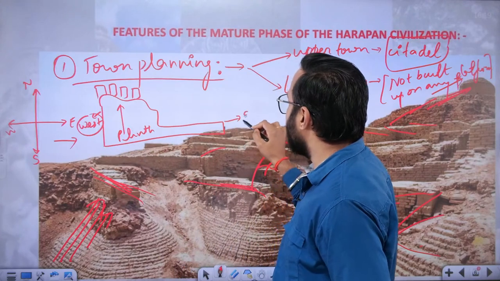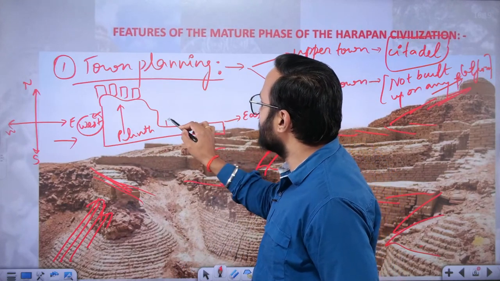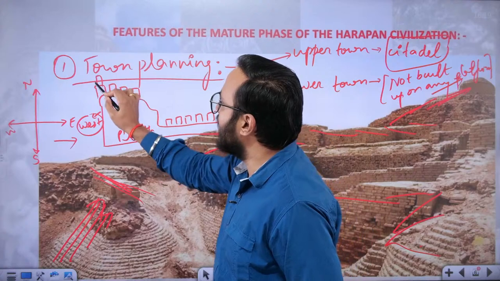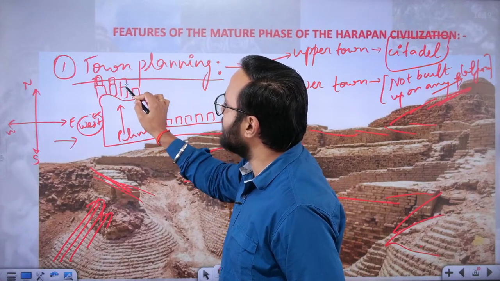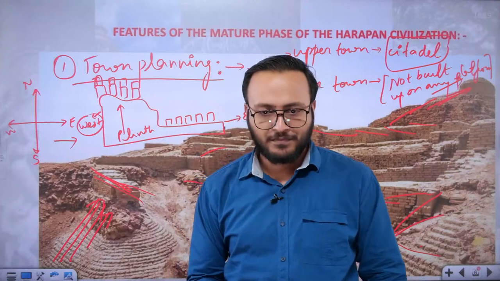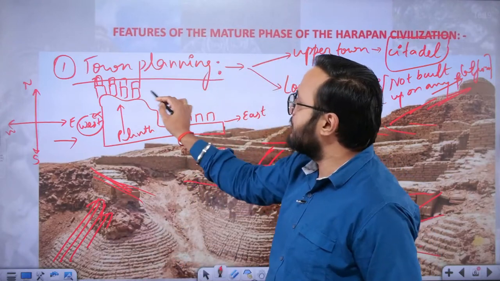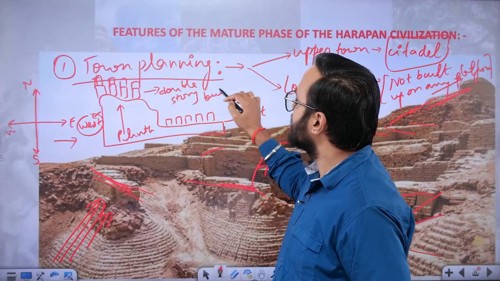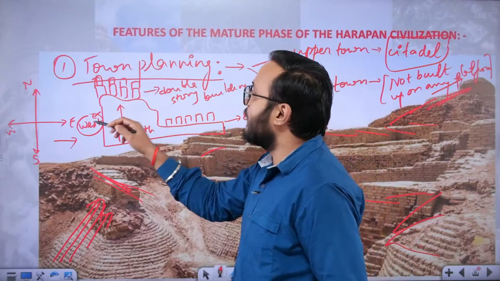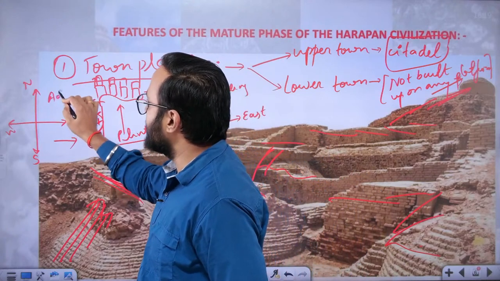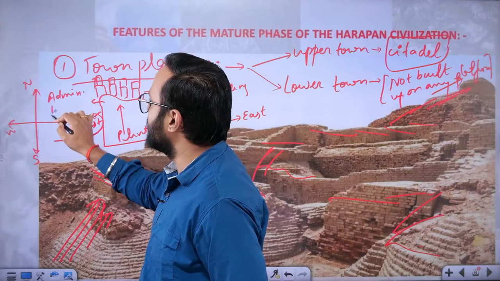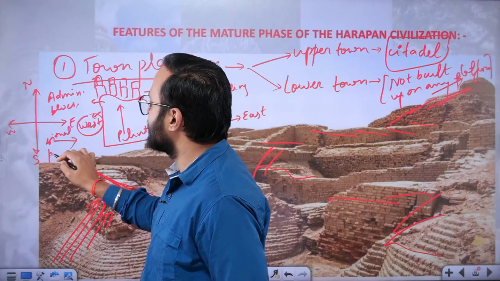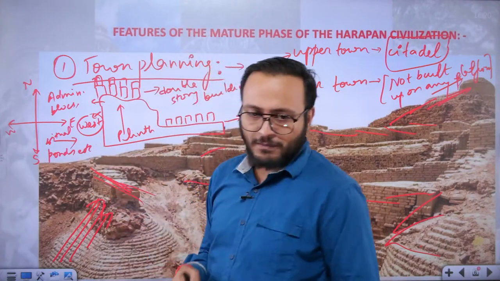And here in the eastern part, we have the normal lower town where the simple houses were constructed. Some of the houses had double story buildings. Okay, everybody. So apart from the double story buildings, the citadel also had some administrative constructions as well, administrative blocks, then ritualistic ponds, etc.